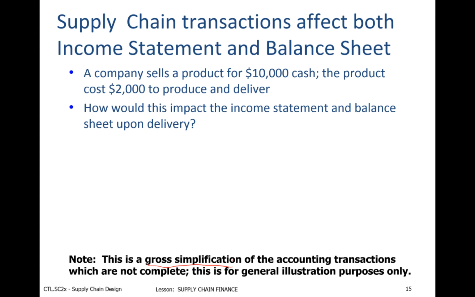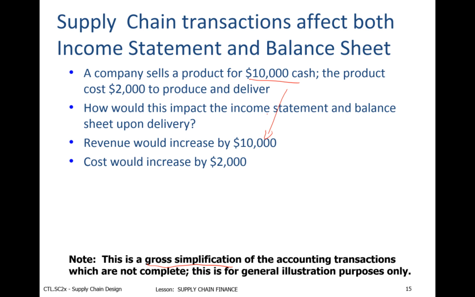But you'll get the idea and understand how transactions the business undertakes, purchasing, selling, end up impacting the income statement and balance sheet. So, again, let's understand, how would this impact? Let's talk about first the income statement. Well, when a company sells a product, they generate revenue or sales, right? They sold it for $10,000 cash. Revenue goes up by $10,000.